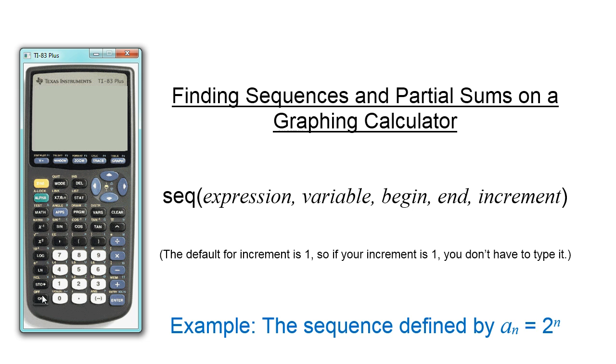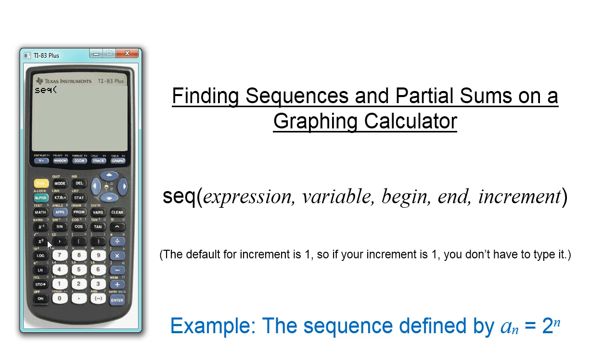Okay, so second quit. Now, second stat ops. You'll see option number 5 down there is a sequence. Now the arguments for the sequence function are the expression, the variable used, where you want it to begin and end, and what the increment is. Normally we would just leave that as a 1 because I want a sub 1, then a sub 2, then a sub 3, and so forth. And because that has a default on your calculator, you don't have to type it in unless you do want to change it.